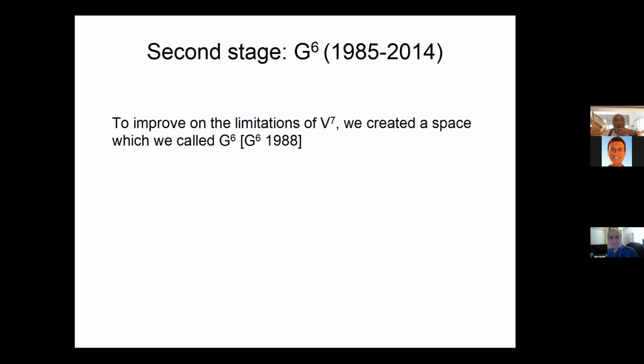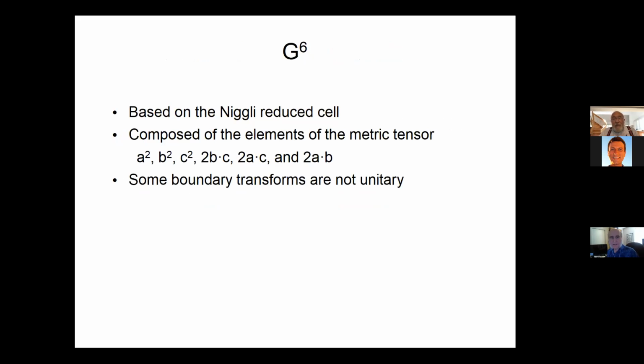Excuse me. So we started working on what we call G6. We created this space in 1988. It's based on the Niggli reduced cell. So we have the minimum lengths, and we have some guess at angles. And we made a vector composed of the elements of the metric tensor, a squared, b squared, c squared. And because there's 2 entries for b dot c in the metric tensor, we multiply by 2, and same for this. The problem is that some of the boundary transforms in this space are not unitary.